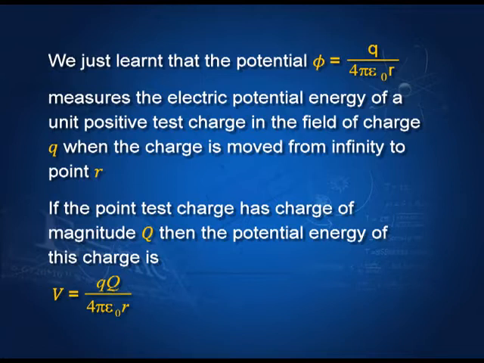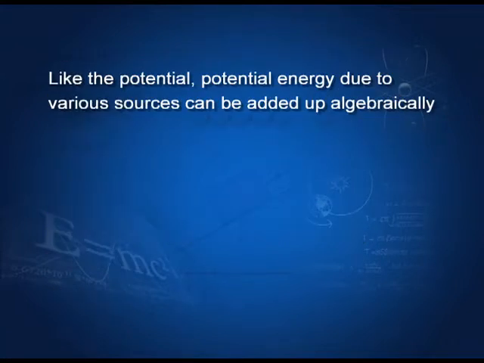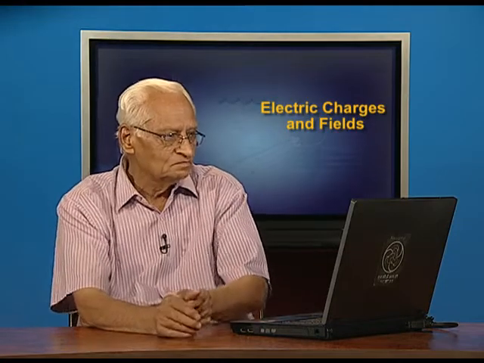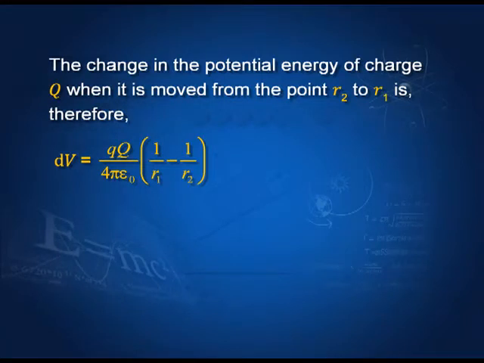Like the potential energy due to various sources can also be added algebraically, because energy is a scalar quantity, so it can be added algebraically. The change in potential energy of charge q when it is moved from point r2 to r1 is obviously qQ by 4 pi epsilon 0 times 1 by r1 minus 1 by r2.